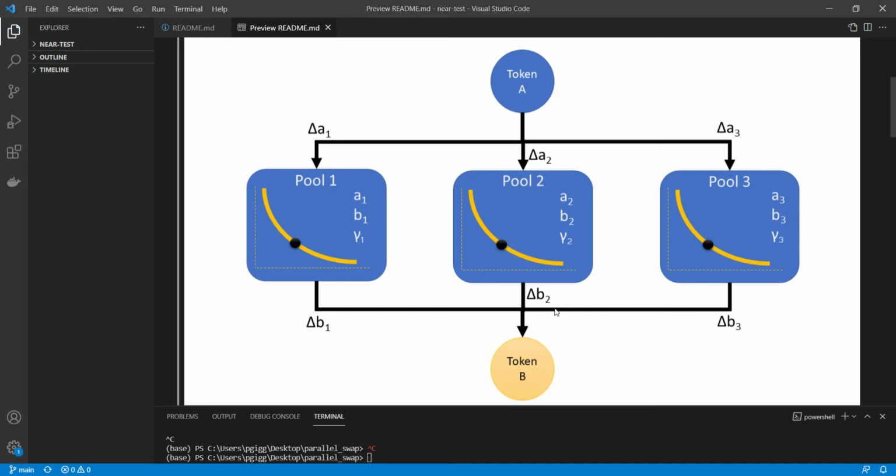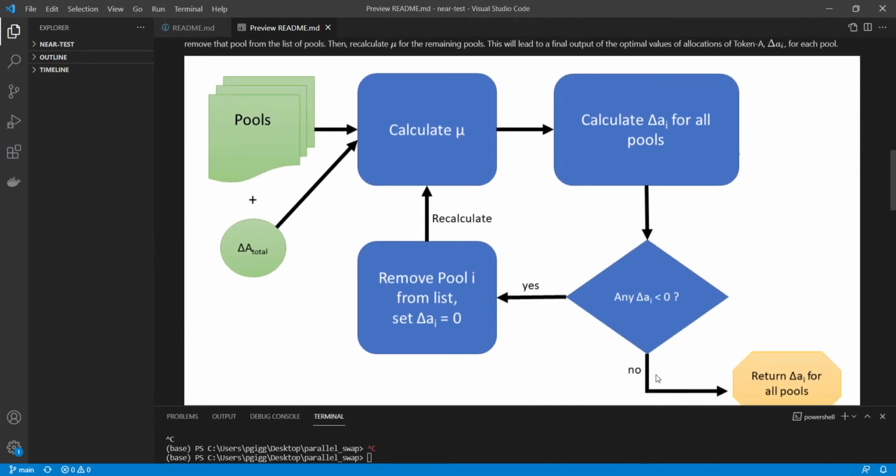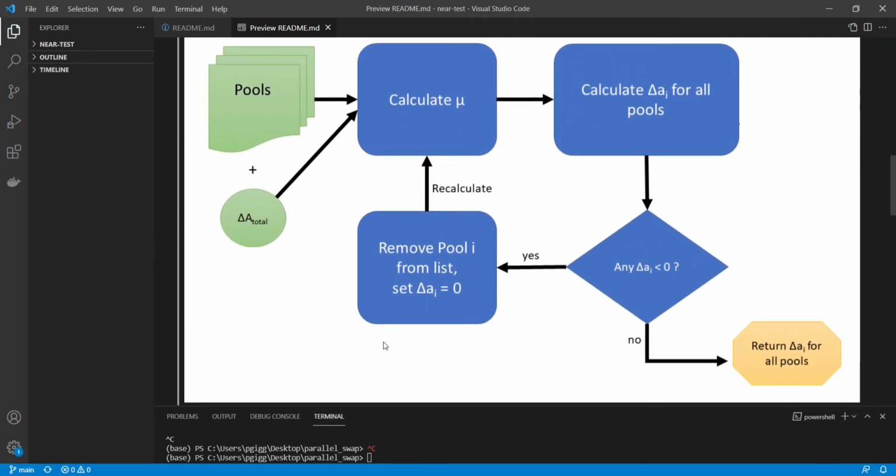All right, and so that's the problem statement as it is. And so probably the more interesting piece will be showing the front end of how we actually implement this and interact with the Near protocol and the Ref Finance contract. Before I do that, real quick, here's just a visual picture of the algorithm that we used.